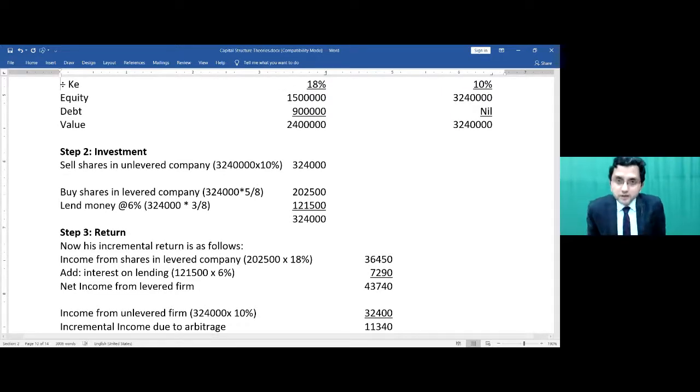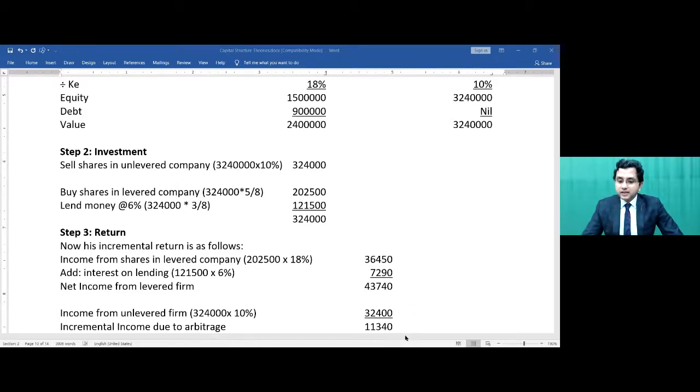You know, whether the arbitrage is a normal arbitrage or it is a reverse arbitrage, you will come to know only after solving step number 1. After solving step number 1, if the levered company value is more, it's the normal arbitrage. But if the value of unlevered company is more, then it will be reverse arbitrage. In case of normal arbitrage, you borrow money. But in case of reverse arbitrage, you actually lend money.